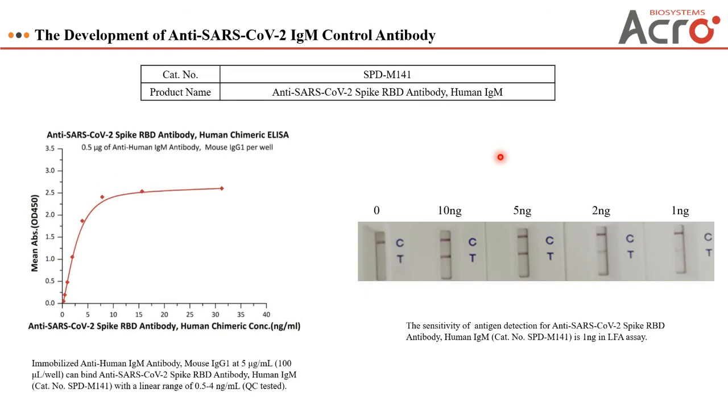SPD-M141 is a chimeric antibody combining the constant domains of the human IgG molecule with mouse variable regions. It can bind to S1 protein with sensitivity of 0.2 nanogram per milliliter. In LFA assay, the sensitivity of this antibody is 1 nanogram.